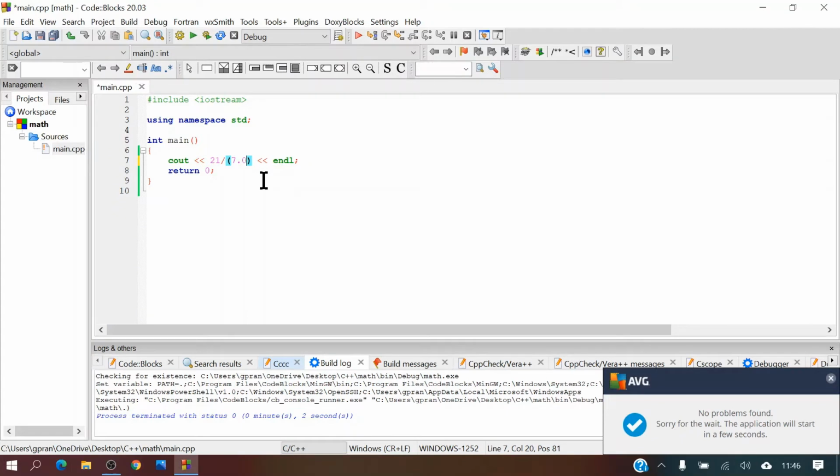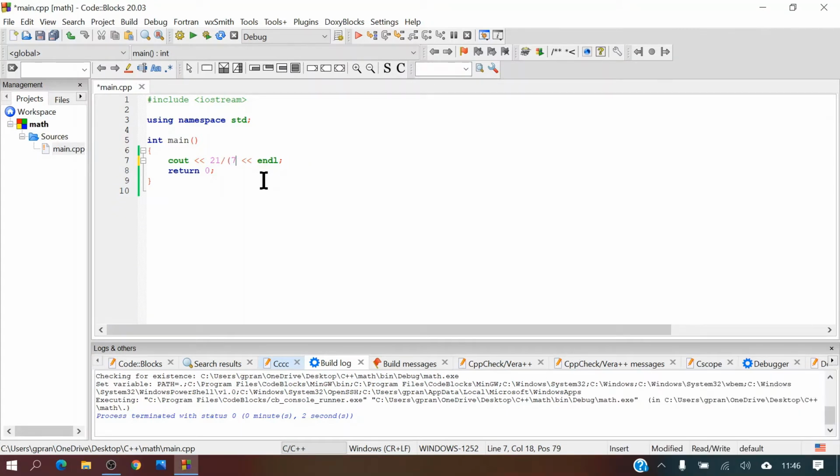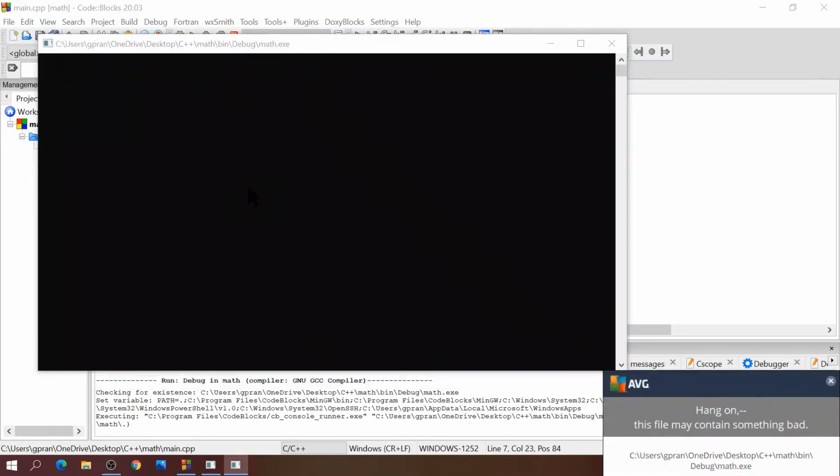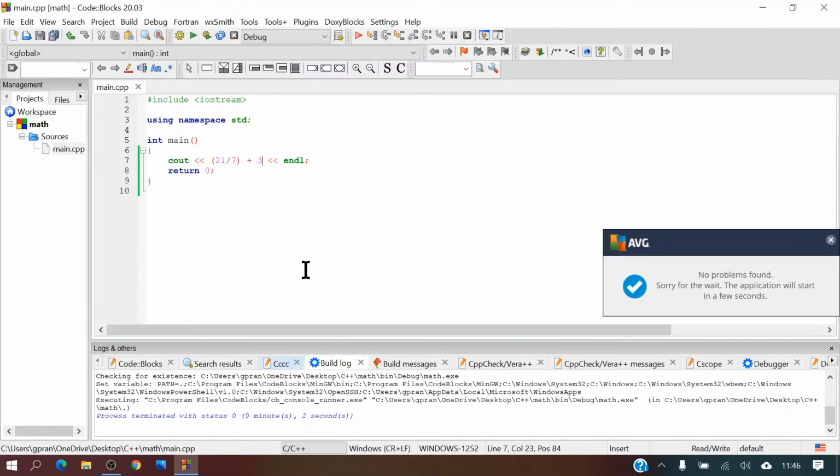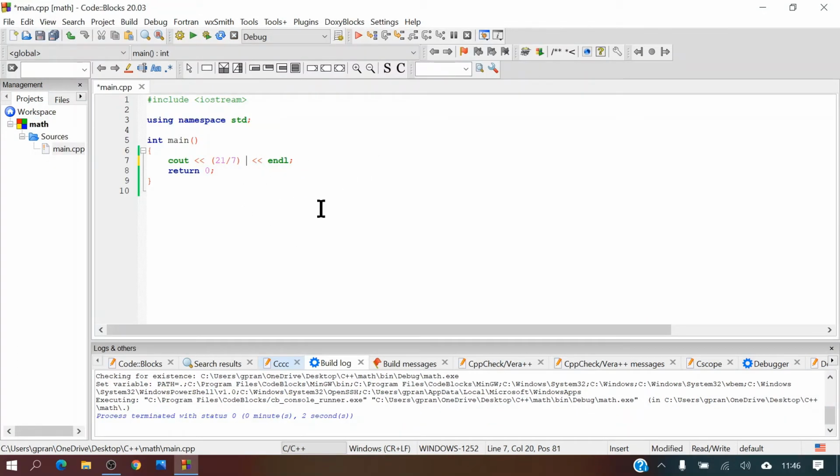And also, let's just delete these parentheses. Also, we can put the parentheses on this division problem and add 3 later. That also works, which is 6. So that is basically math.